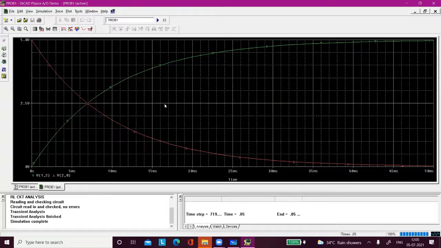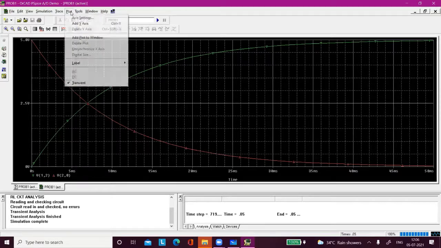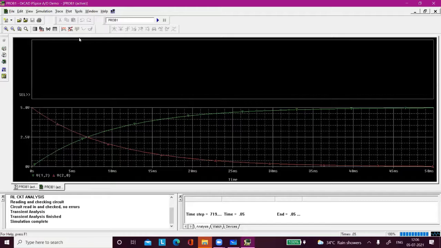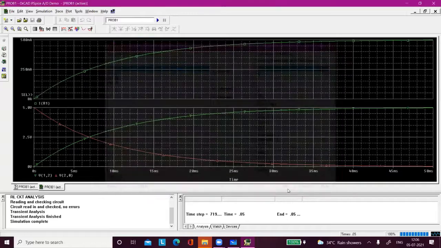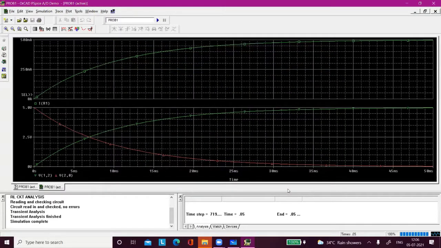If you want to plot the current versus time graph, use a different window, because the unit of current is ampere and the unit of voltage is volt. So it's better you use a separate window. Don't plot the current waveform and the voltage waveform on the same graph, because it is meaningless: on the y-axis you have voltage in V12 and V20, whereas for the current response it will be ampere. So go to plot, add plot to window, and select the variable current. This will be the nature of the current response.